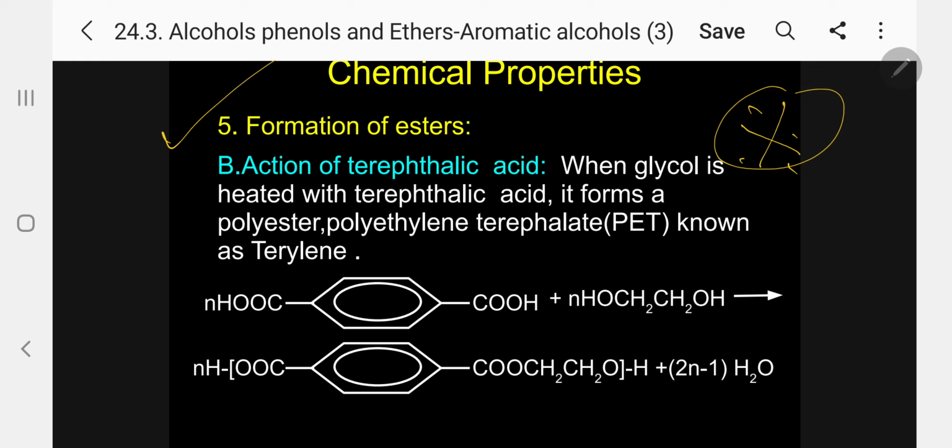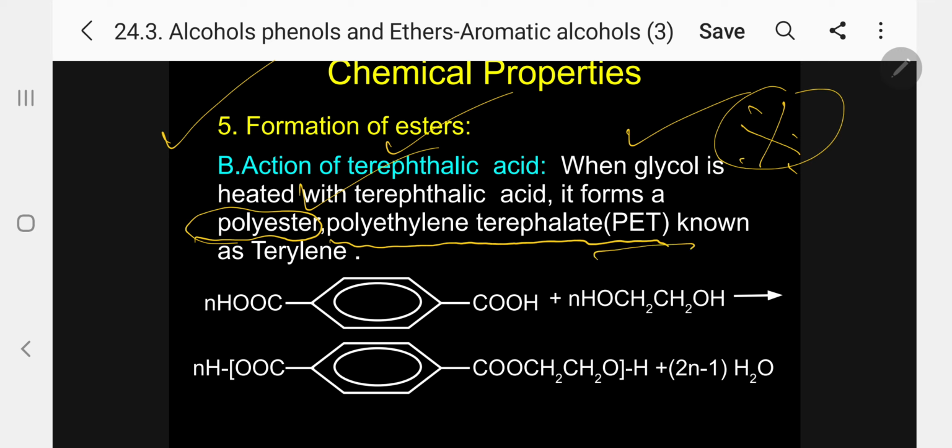Kindly follow. Benzene 1,2 is phthalic acid. This is 1,4 terephthalic acid. Kindly follow. So when glycol is heated with terephthalic acid, it forms a polyester. Please follow. That name is polyethylene terephthalate, in simple form PET, known as terephthalate.